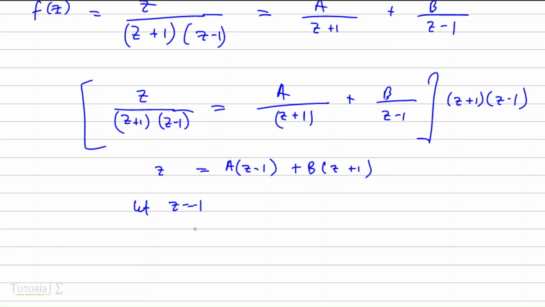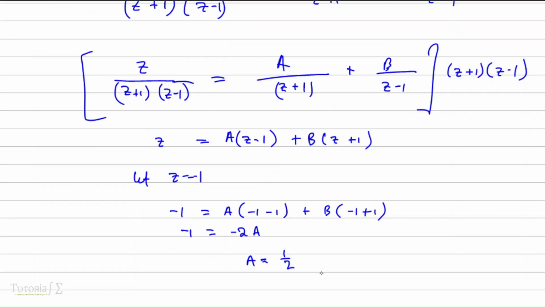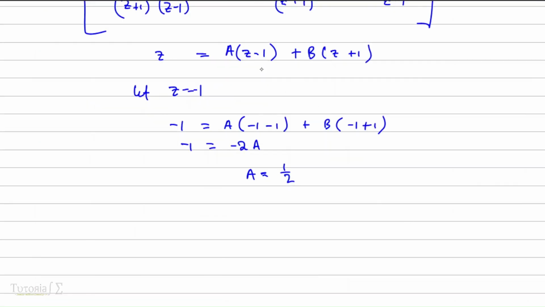So we'll put -1 everywhere. So this will be -1 equals a times -1 minus 1 plus b times -1 plus 1. This will be 0. So we'll just remain with -2a equals -1, meaning that a should be equal to 1 over 2. Okay, we'll do the same. We want to get rid of a so that we remain with b alone. So a can be gotten rid of if z is 1, because 1 minus 1 will be 0, meaning that it will eliminate a.